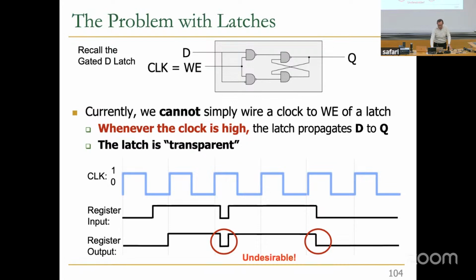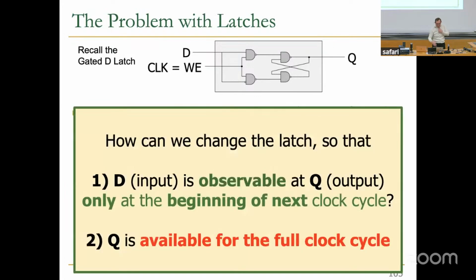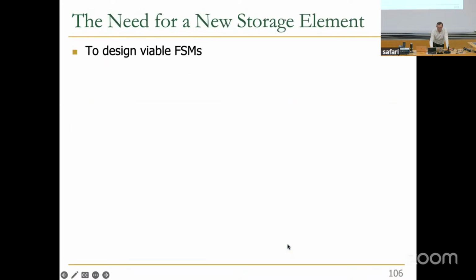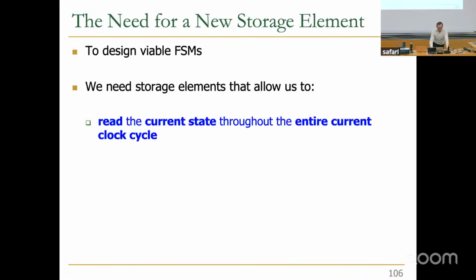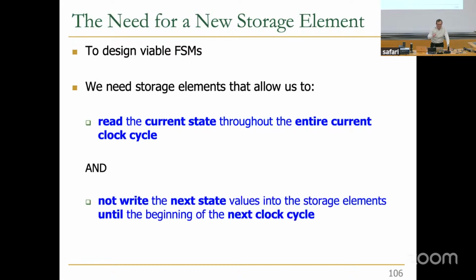So how do we fix this? Basically, how can we change the latch so that the D input is observable at the Q output only at the beginning of the next clock cycle, and Q is available for the full clock cycle? We want a new storage element that allows us to read the current state throughout the entire clock cycle, without the current state changing, and not write the next state values into the storage elements until the beginning of the next clock cycle.